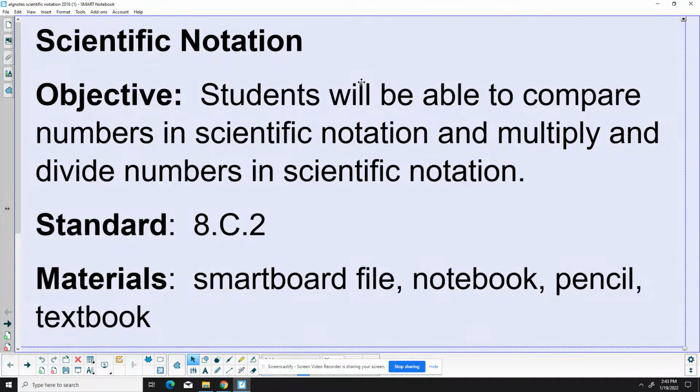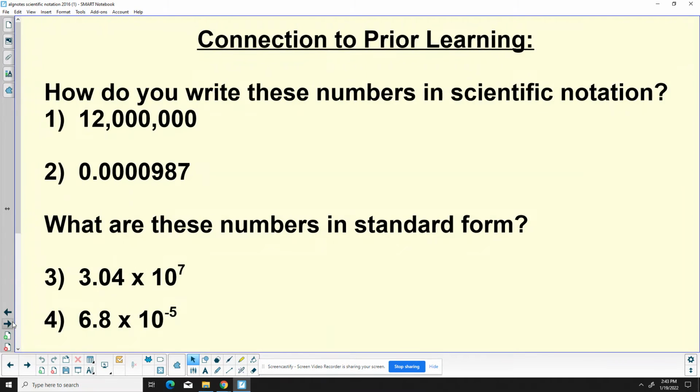We're going to talk about scientific notation and using operations with scientific notation. So here we go. This is also in section 6.1.